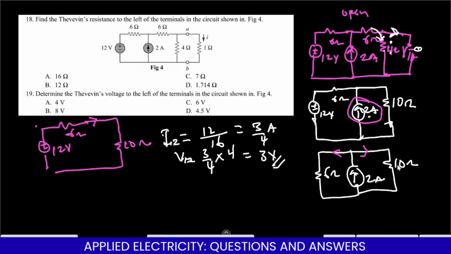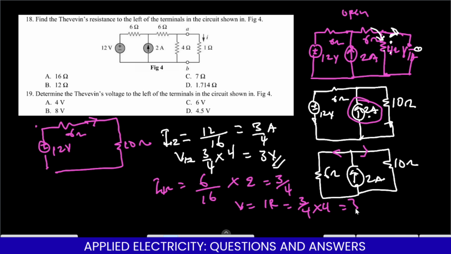We want to look for the current passing through the 10 ohm, and that will be the same as the current passing through the 4 ohms. After that, we just multiply by 4 to get the voltage there, the same thing as the one we did. So the current divider in the 10 ohm is equal to the opposite resistance, which is 6, divided by the summation of the 2, which is 16, times the total current, which is 2. This also gives us 3/4. So for the voltage, you just multiply by 4. Voltage is equal to IR, which is 3/4 times the 4 ohms, which also gives us 3.